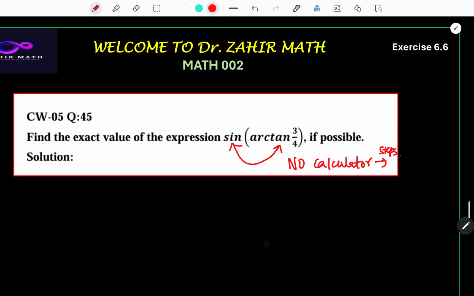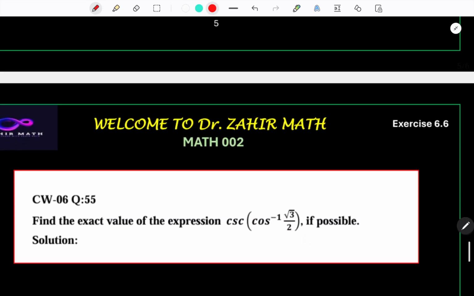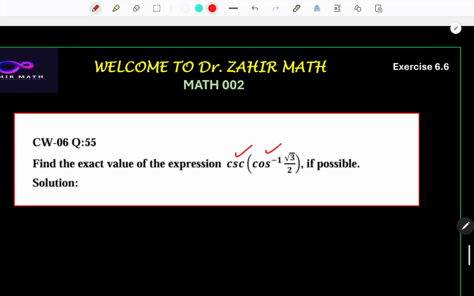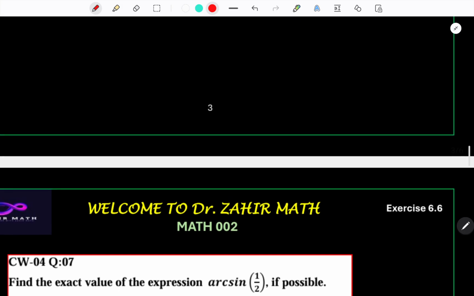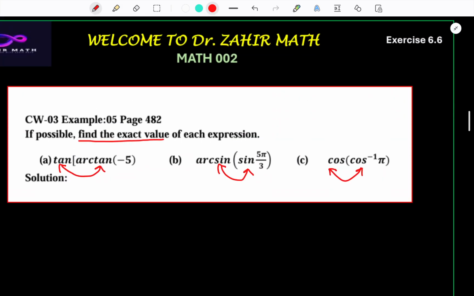Why? These two are different functions. Sine and tan are different. Keep in mind, you can use the calculator only for checking, not for the direct answer. Look here, cosecant, cos inverse. Both are different, so the calculator is only for checking. You are not supposed to use the calculator for the steps. You need to write the steps here. If it is the same function, you can use the property or you can use the calculator directly.